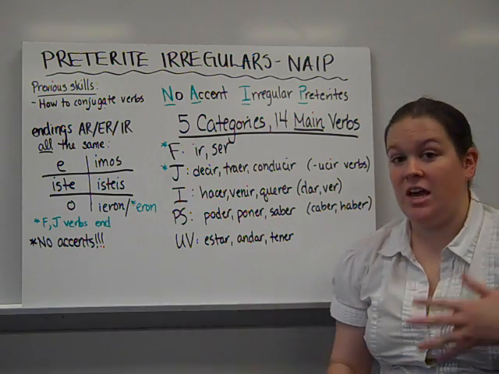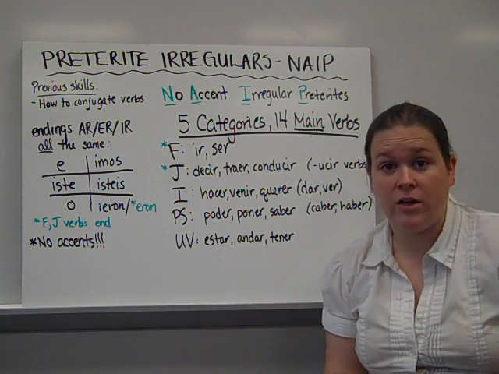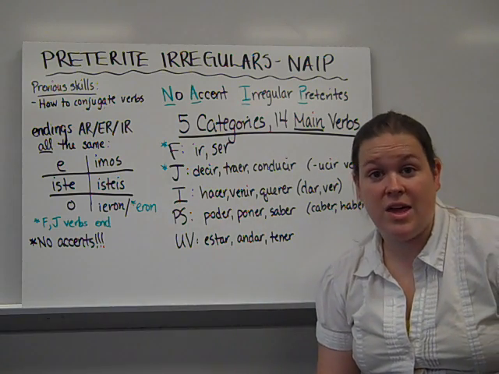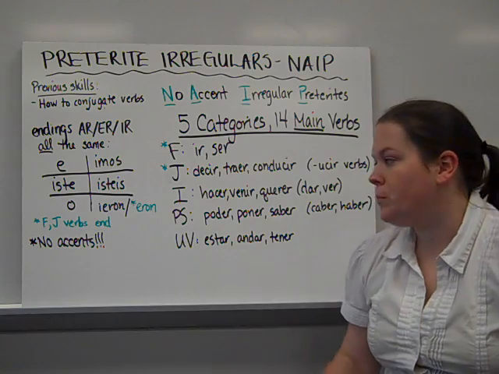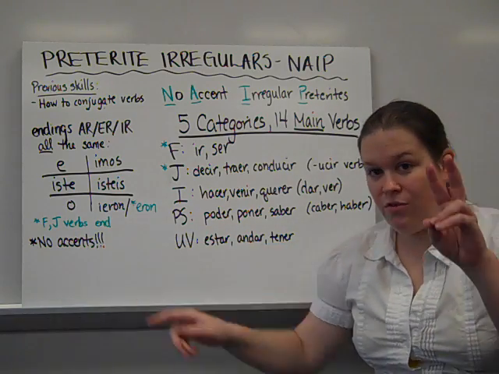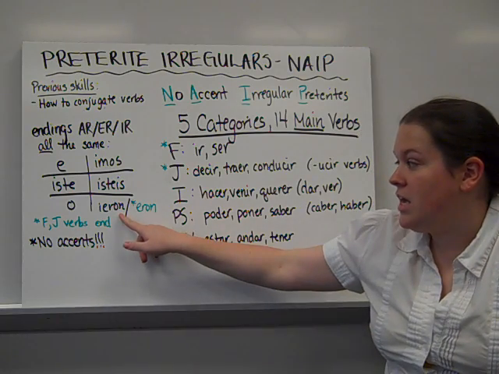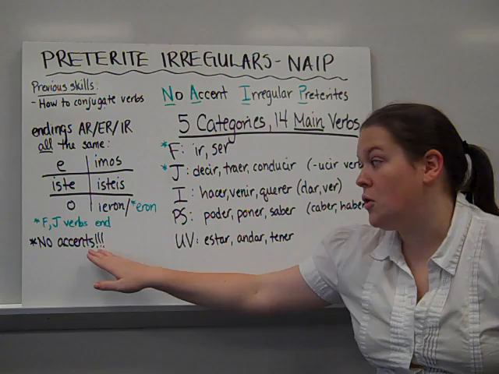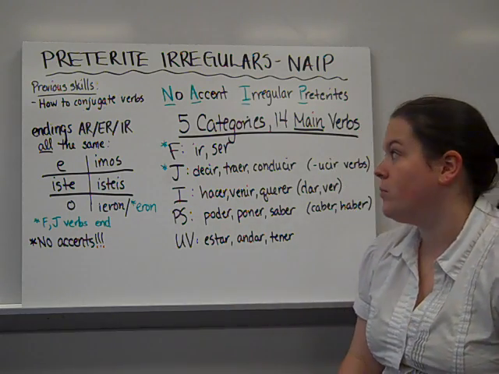Now, obviously, to conjugate an irregular verb, a previous skill that's necessary is to conjugate a regular or normal verb. Here are the endings, which are conveniently the same for AR, ER, and IR verbs. And something special to note is that F verbs and J verbs, we'll get to that in a second, instead of ending ieron end in eron. And again, to repeat, there are no accents in any of these preterite verbs we're going over right now.